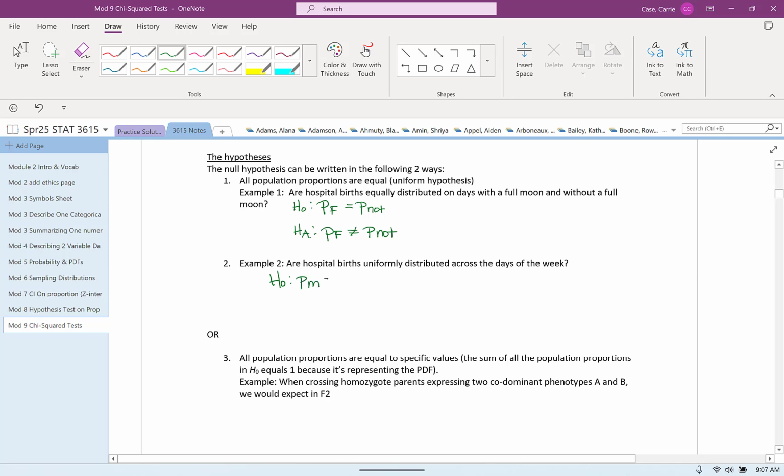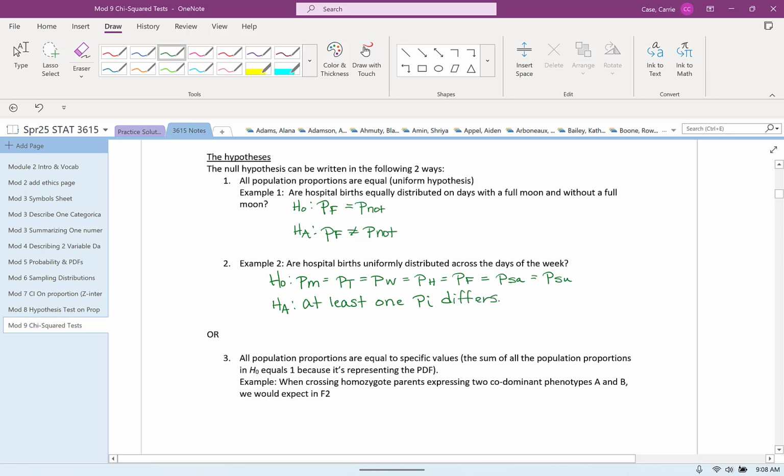The proportion for Monday is equal to the proportion for Tuesday, is equal to the proportion for Wednesday, is equal to the proportion for Thursday, is equal to the proportion for Friday, is equal to the proportion for Saturday, is equal to the proportion for Sunday. And the alternative, because we're not saying that they are all not equal to each other, we don't write it similar to the way we did above. Instead, the alternative hypothesis is at least one proportion p_i differs.